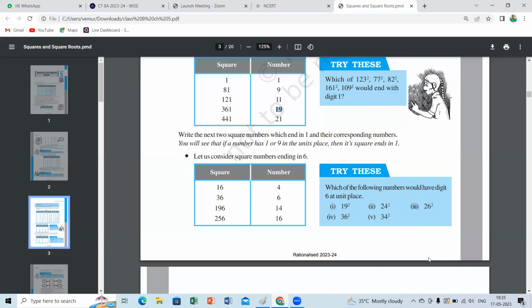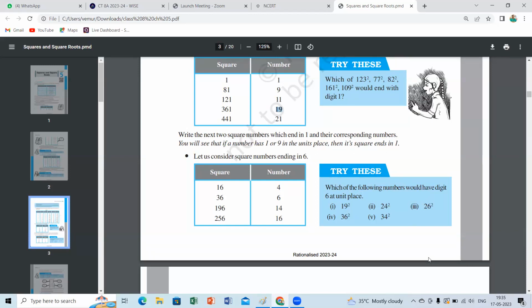24 square, 26 square, 36 square, 34 square, except 19 square, all the numbers end with 4 and 6 in the units place. Here they gave numbers, right? Their squares, yes, ma'am.